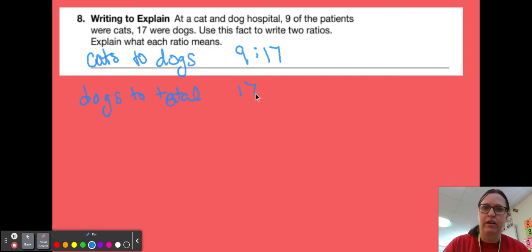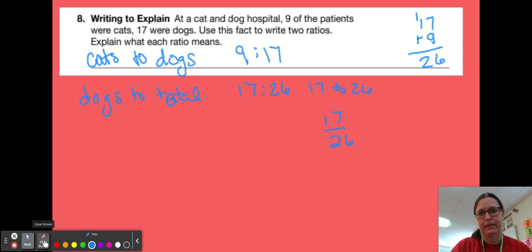So there's 17 dogs, and we got 17 plus 9, which is 26. So it'd be 17 to 26, or 17 colon 26, or 17 over 26. Those are the ways to write it.